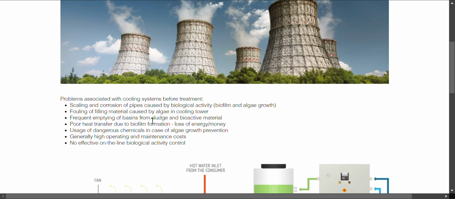This is going to dramatically reduce this process, which is labor intensive and extremely costly to the company. Poor heat transfer due to biofilm formation. Again, this is going to create a loss of energy and money. And the chemical is going to reduce and eliminate the biofilm issue. Another problem is usage of drainage chemicals in case of algae growth prevention. So the dangerous chemicals typically used right now normally need to be stored, can't be put into wastewater. That needs to be tanked away and dumped, and that's all cost heavy. Again, these have extremely high operating and maintenance cost.